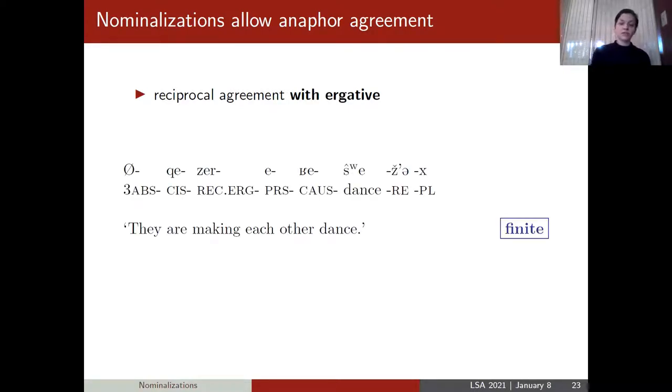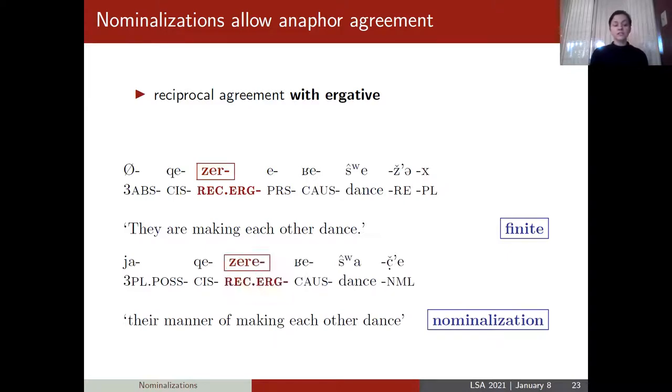So you might have something like they are making each other dance. This is a finite baseline form. You have the reciprocal agreement morpheme. If you nominalize this, you then have their manner of making each other dance. And once again, you see this ergative morpheme showing up, this ergative reciprocal agreement morpheme.